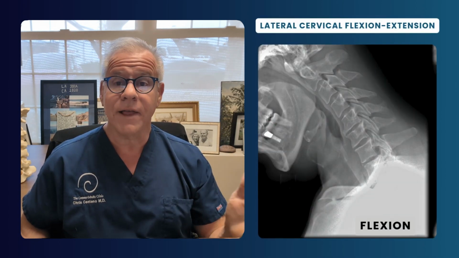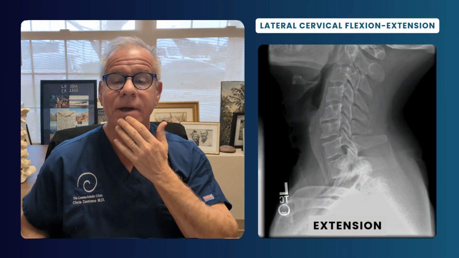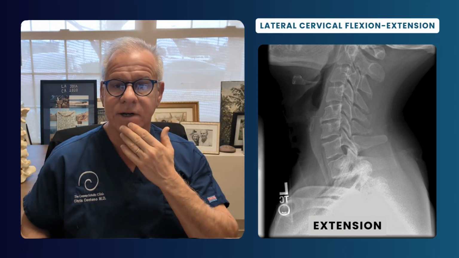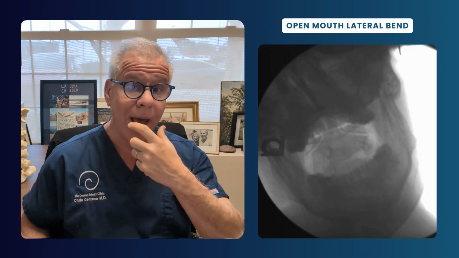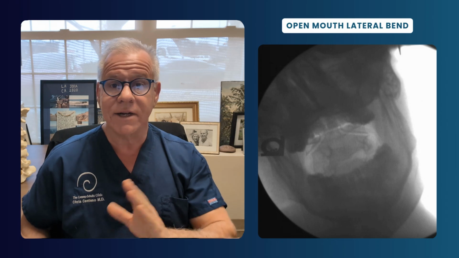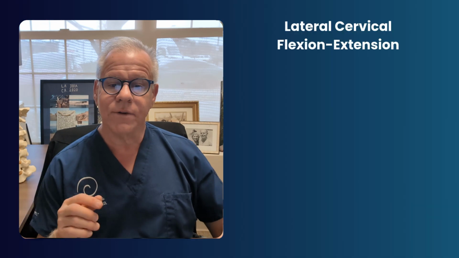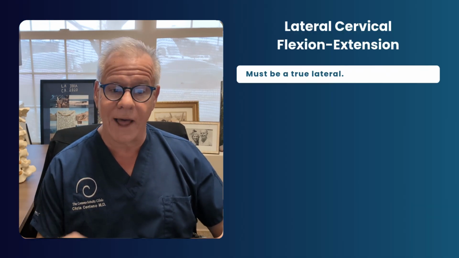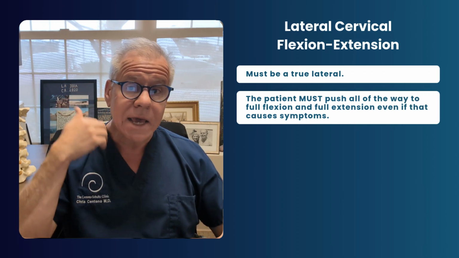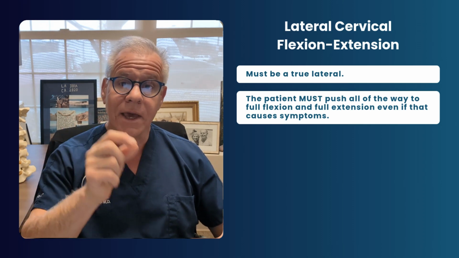We need a lateral flexion-extension view at end range, very critically important. The patient must go all the way into flexion and all the way into extension. Critical. We also need an open mouth lateral bending view focused on the C1-C2 facet joint, again to the end range that the patient can accomplish. Very critical. In the lateral cervical flexion-extension, it has to be a true lateral. The patient must push all the way into full flexion and full extension, even if that causes some symptoms, because if we don't have that, the study will be invalid.